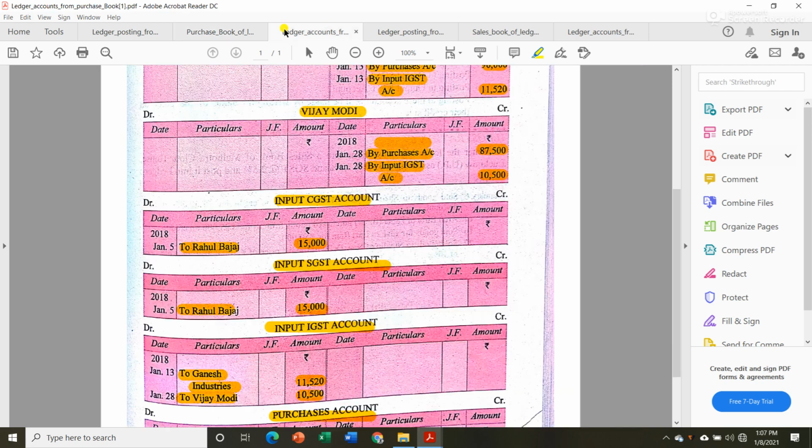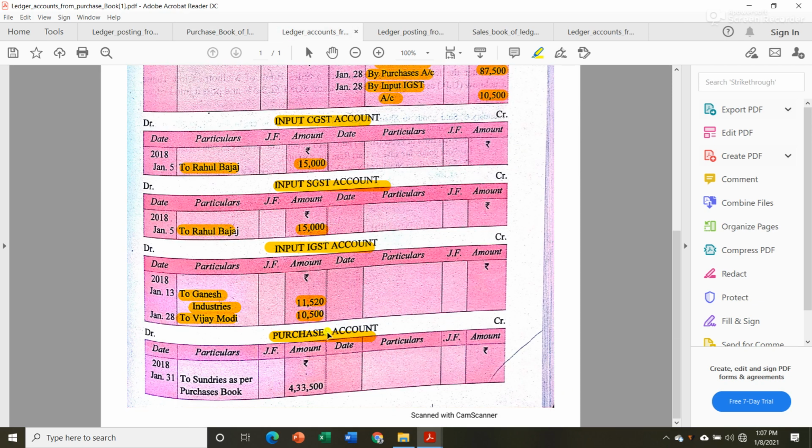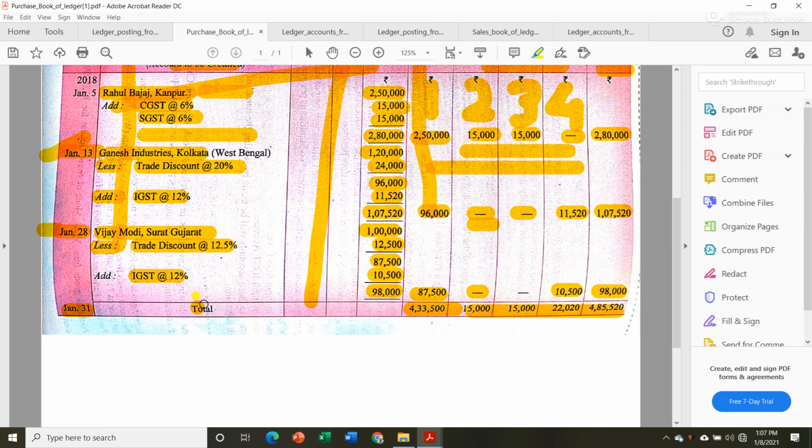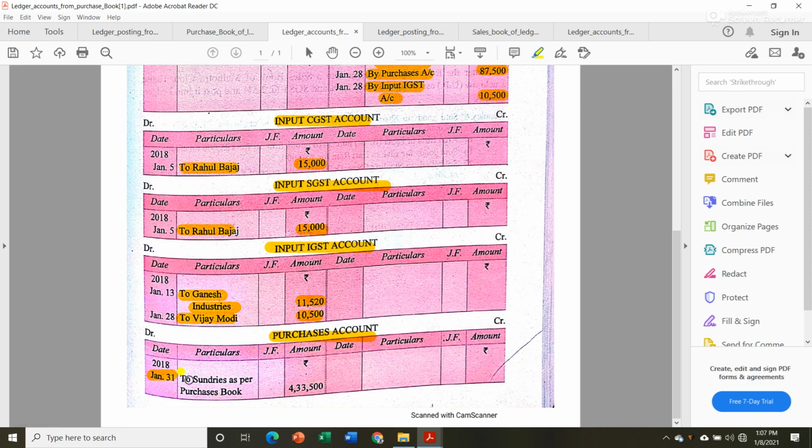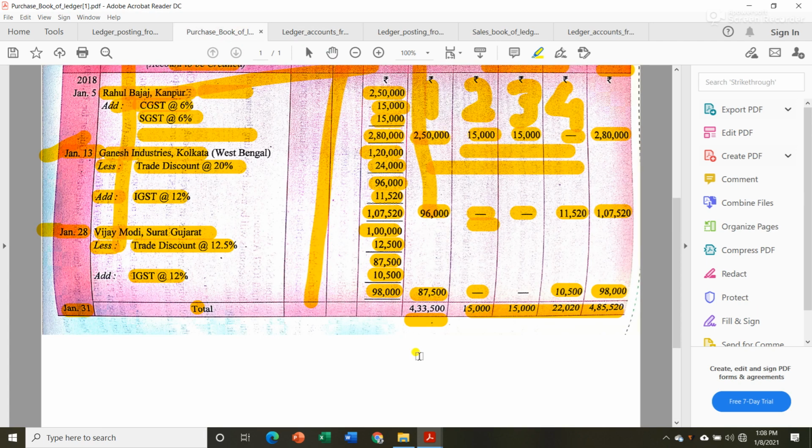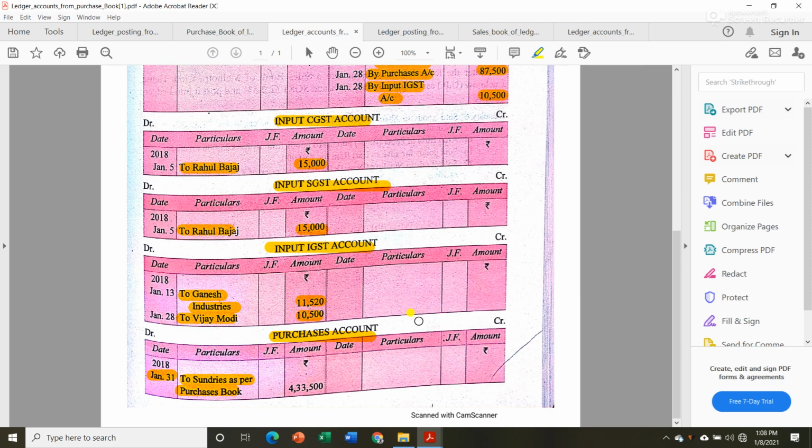Okay, so there is something that you have to learn by heart. While posting in purchase account, you just have to write January 31 because we are ignoring these three, but we are taking this 4,33,500 all together. Okay, this is the total, and we found out this total on January 31, so we will write January 31, and we have to write 'to sundries as per purchases book'. Okay, this you have to learn by heart. Okay, and the total amount is 4,33,500, so we will write 4,33,500 in here.